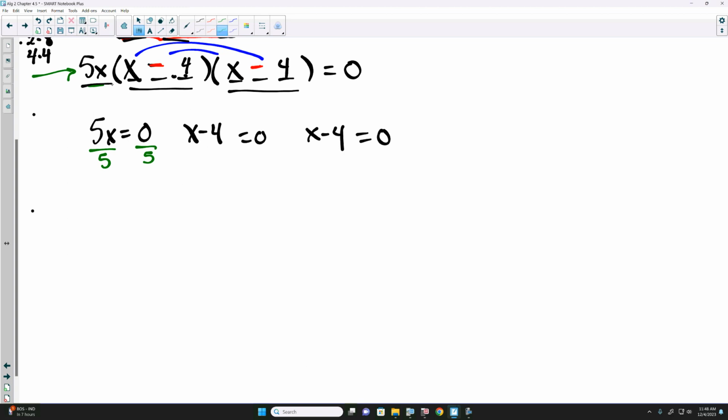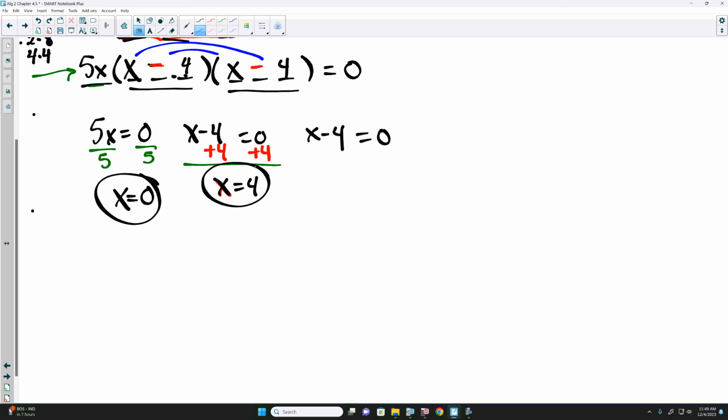That means either 5x is 0, divide both sides by 5, just telling us x is 0, or x minus 4 is 0. So here we can add 4, telling us x. So either 0 or 4 will make this true. And the last one, we can add 4 to both sides. So x is either equal to 4, or 0.